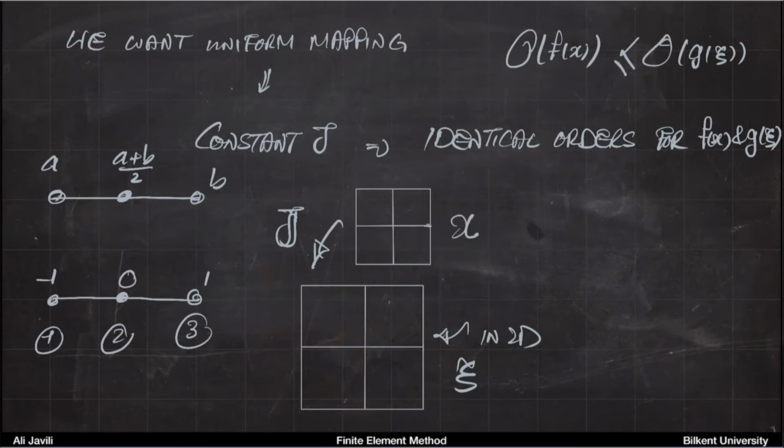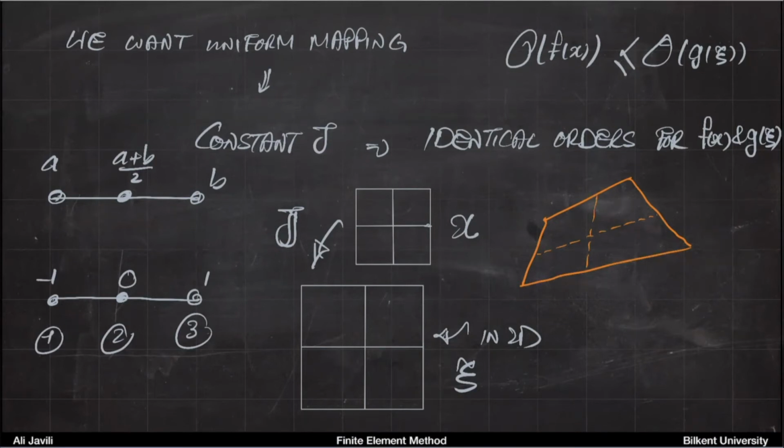But if your physical space looks like this, then there is nothing you can do about it. At best, you can just do this. But you can see that there is no way you can construct a constant mapping between the two. The mapping, because of the geometry, is not constant. Does that make sense? So long story short, the natural space is always uniform.